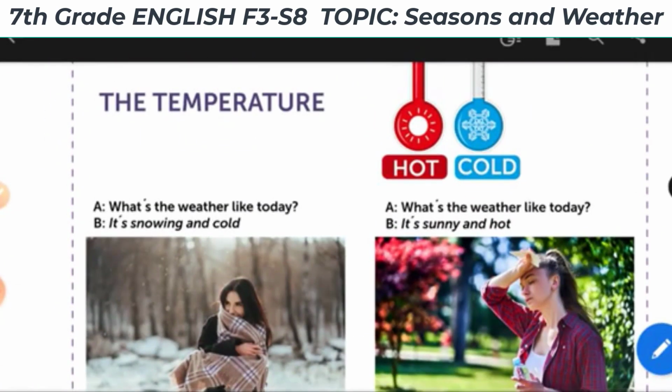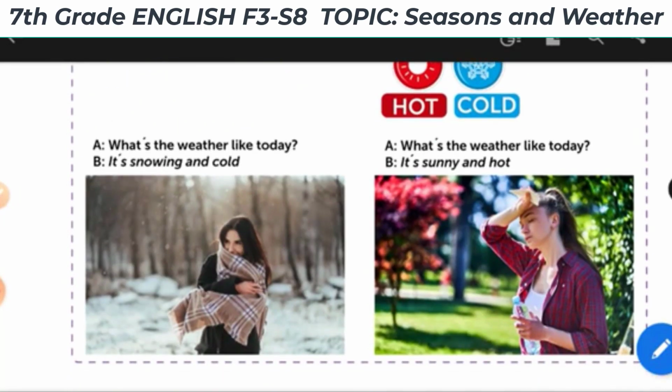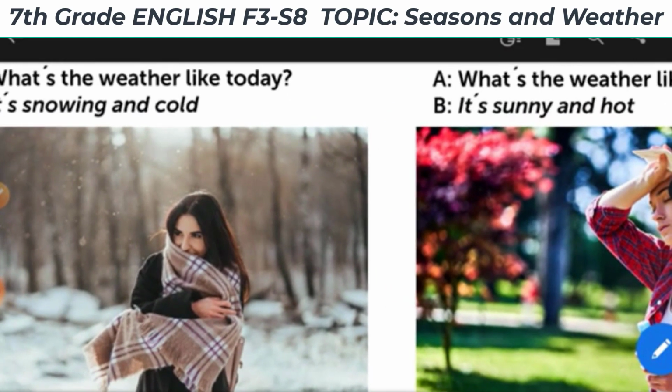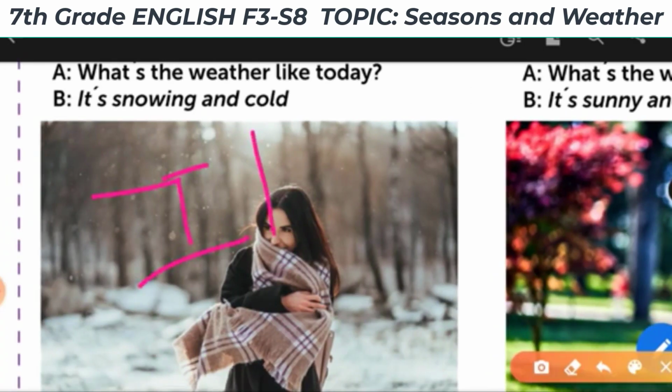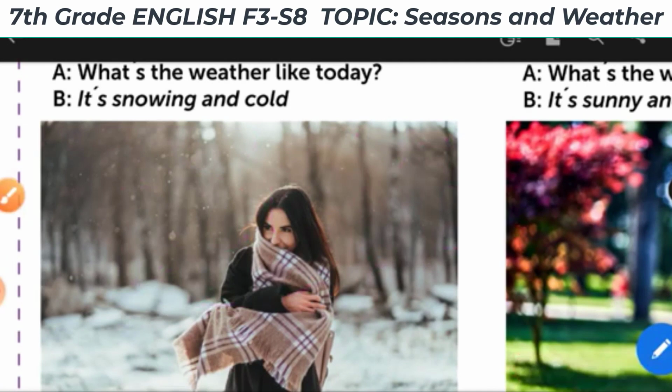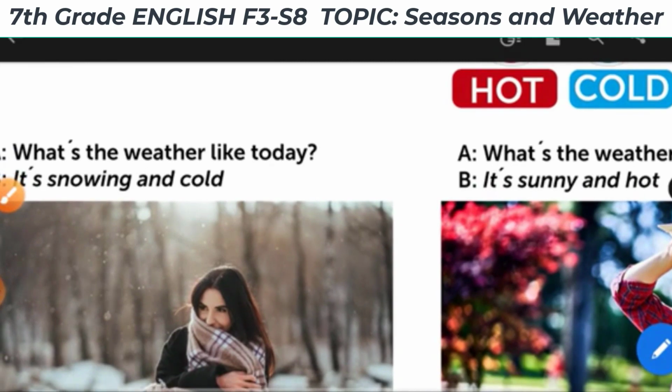If you pay attention here to this part, you can see that it always starts with it's. Siempre empieza con it's, okay? Tanto si es hot como si es cold, o si el weather es de un modo o de otro, siempre va a empezar con it's. It's es la contracción de it is, okay? So you can say it is, or you can say it's, okay? Both ways are correct.